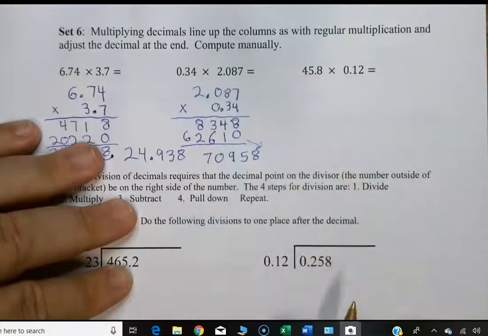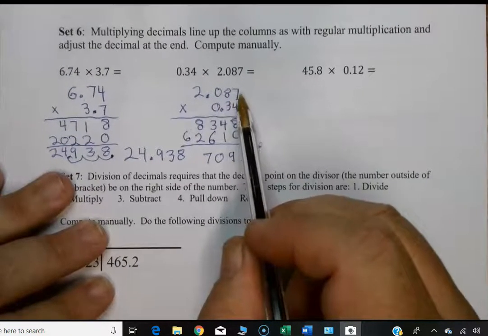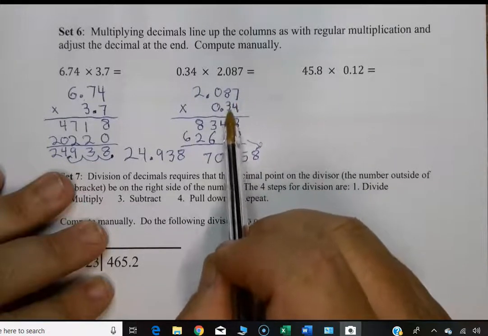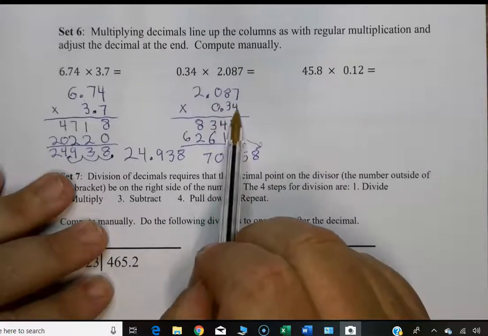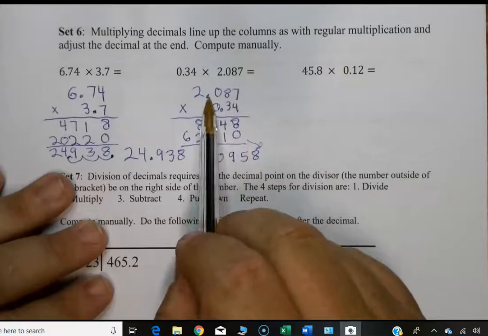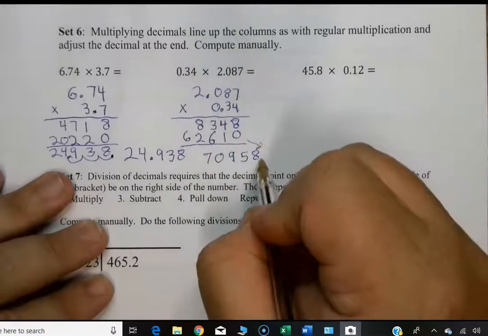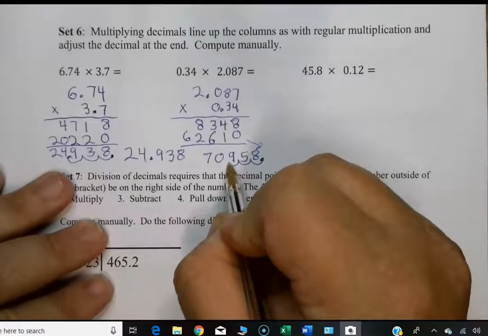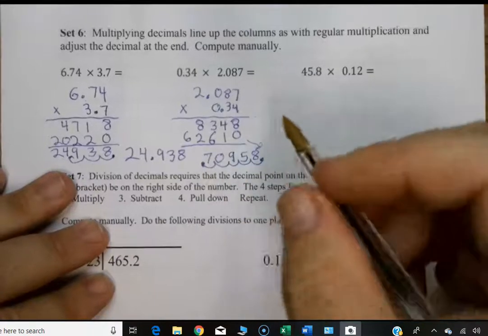So again, we have 5 digits. This time we have 1, 2, 3, 4, 5 digits to the right of the decimal points. There's the decimal, 1, 2 digits there. There's another decimal, 1, 2, 3 digits there. That's a total of 5 digits. So we put our decimal, start way over there, and we come back 1, 2, 3, 4, 5. And the decimal goes in front of the 7.